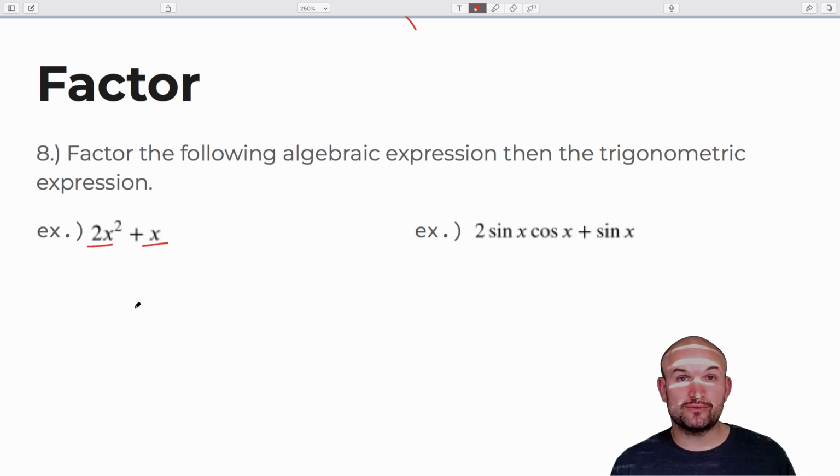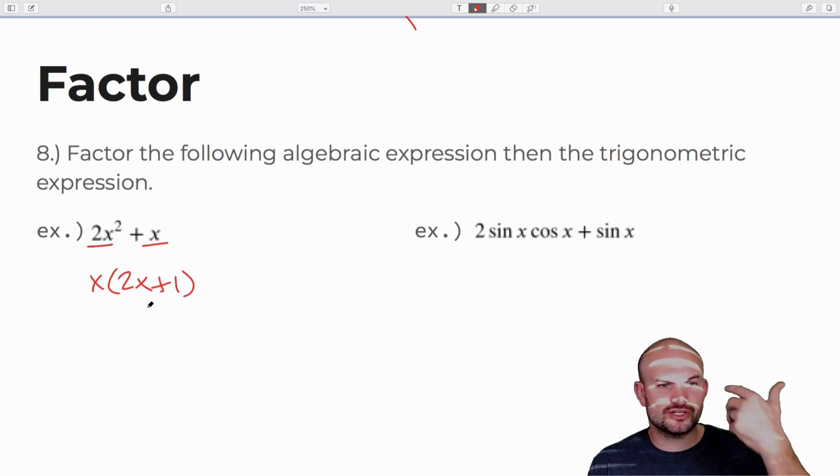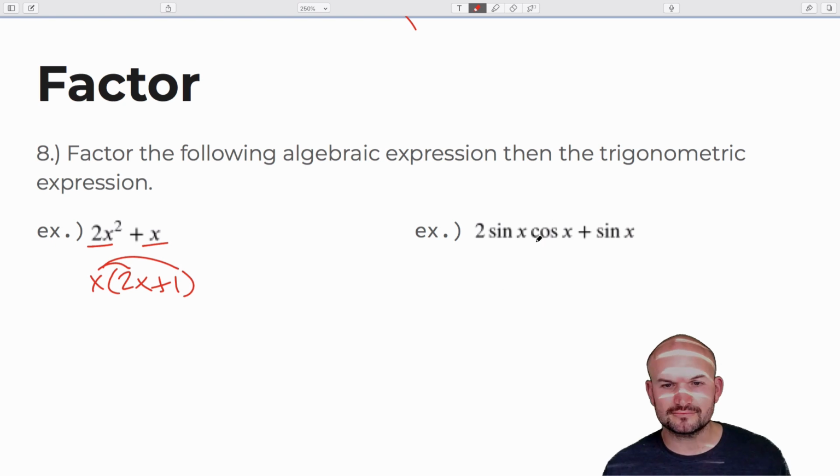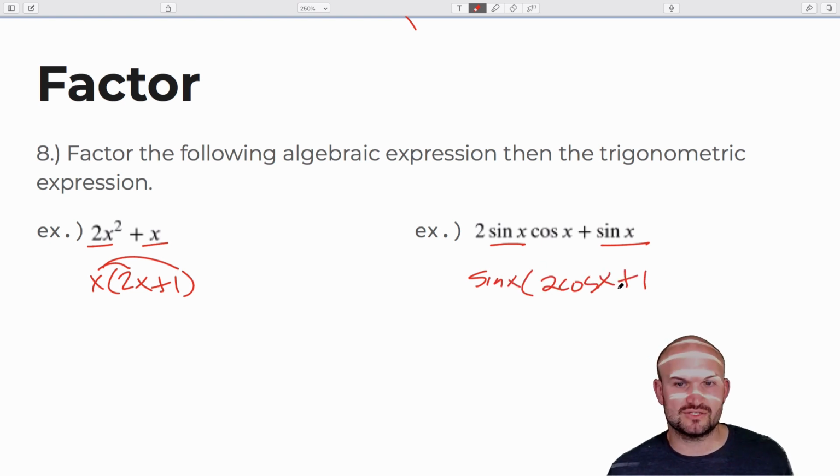In this case, you can see that we can factor out a common element of x. By factoring out x, I'm left with a 2x plus 1. Again, if you're not sure that I just did that correctly, multiply it back. x times 2x and x times 1 gives you 2x squared plus x. So in this case, you can see that I have a common element of sine of x. So by factoring out a sine of x, I'm going to be left with a 2 cosine of x plus 1. All right? Sine of x, times 2 cosine of x plus 1.